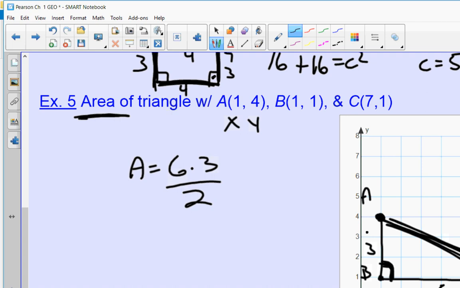So 6 times 3 is 18. 18 divided by 2 is going to give me 9. There's the area of that triangle. Okay. All right. Very good. Okay. Thank you.